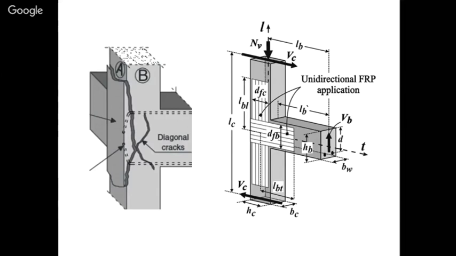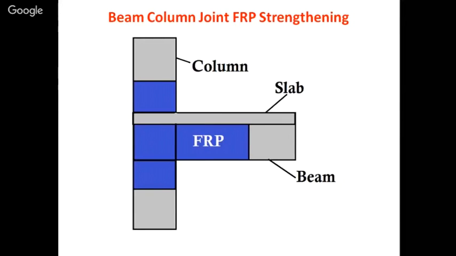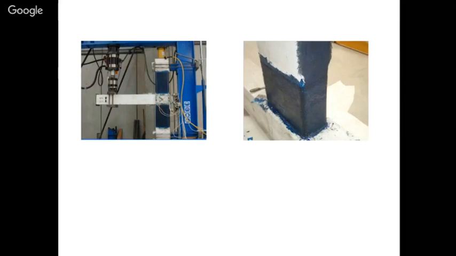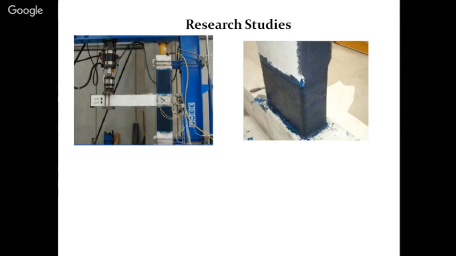This is a schematic diagram. So in our actual case, the vertical portion is nothing but column, the horizontal portion is beam. Over the beam, we have slabs. So slab as well as the complete confinement for the column. This is how it will look after strengthening. You can see a beam column joint in a research laboratory, how they have confined the column as well as the beam part, and they are testing under cyclic load.